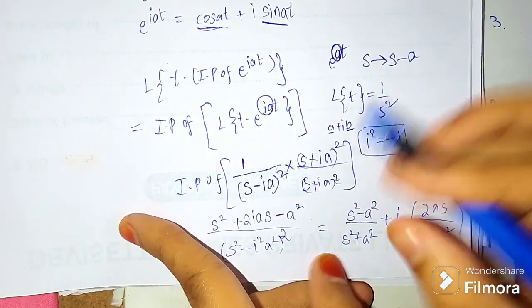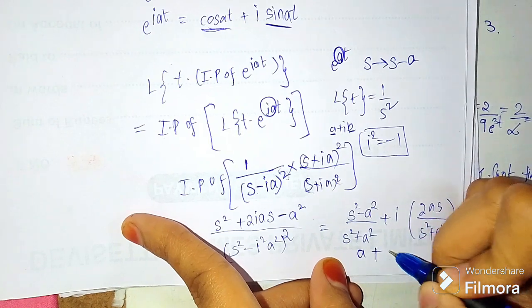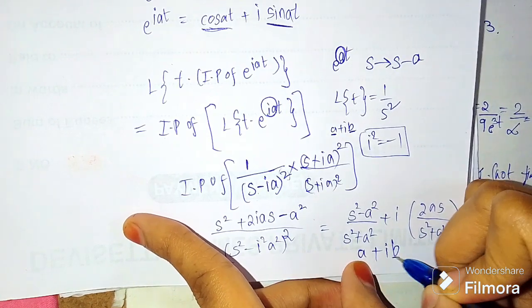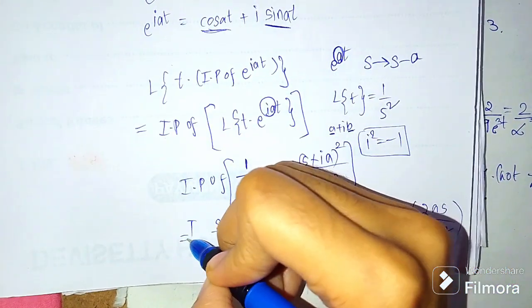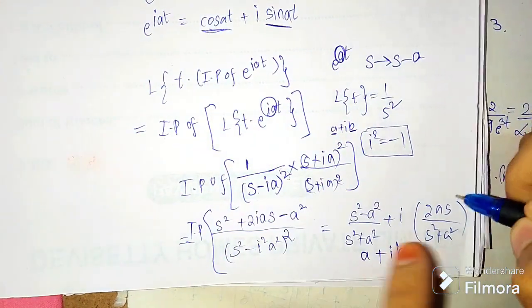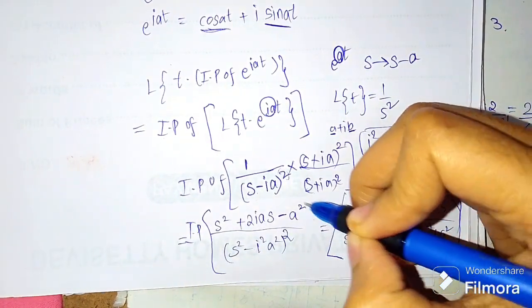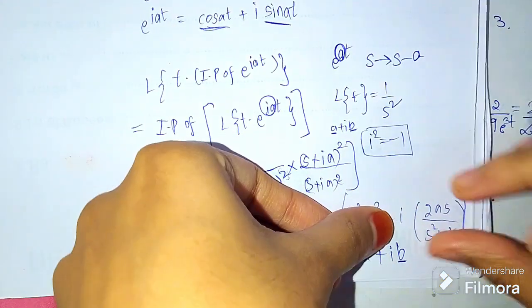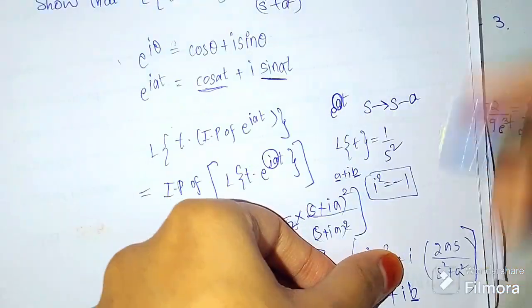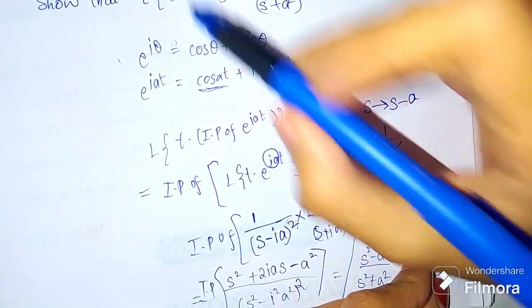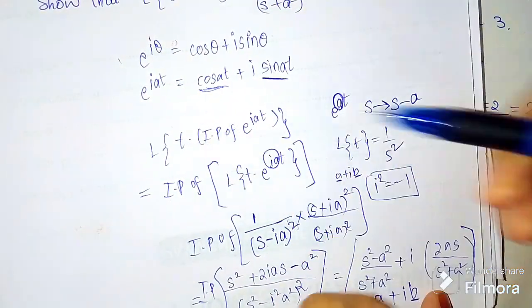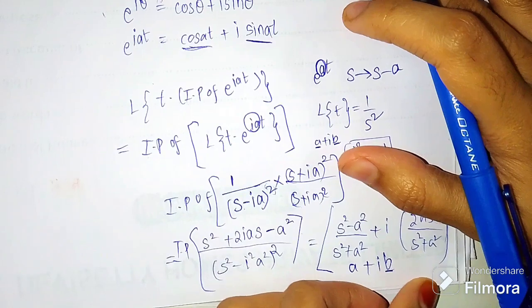Now see, compare this with a plus ib. What is b? That is the imaginary part. So we should write the imaginary part of this. So the imaginary part of this is this one. So what do you write as the final answer? Hence proved. The Laplace of this is nothing but the imaginary part of this, which is nothing but this. So this is how it got proved.